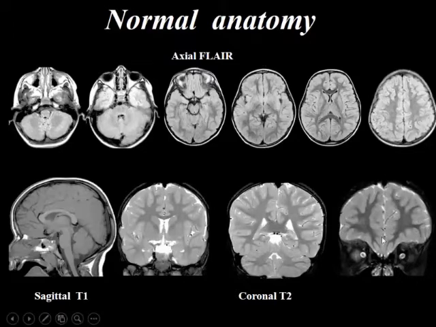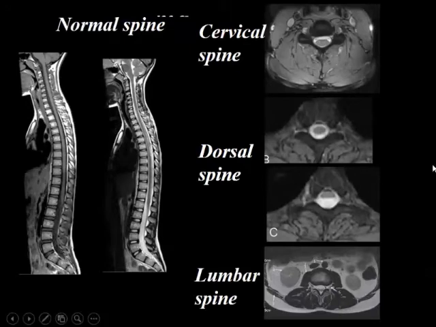I showed you the images where you suppress the fat. You just see the optic nerves, the perioptic space very well. So basically, you have axial, coronal, and sagittal sequences. So these three form the foundation for any diagnosis.